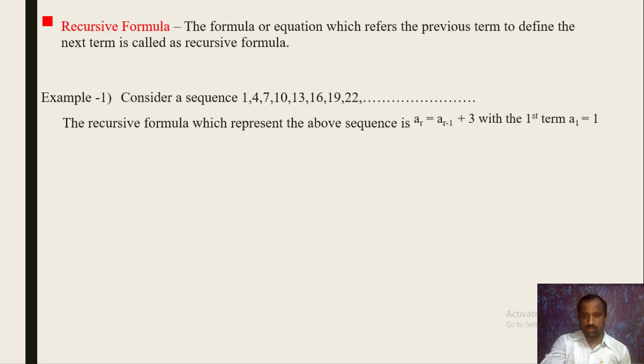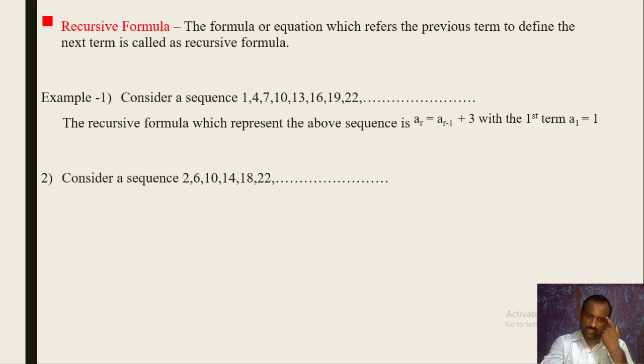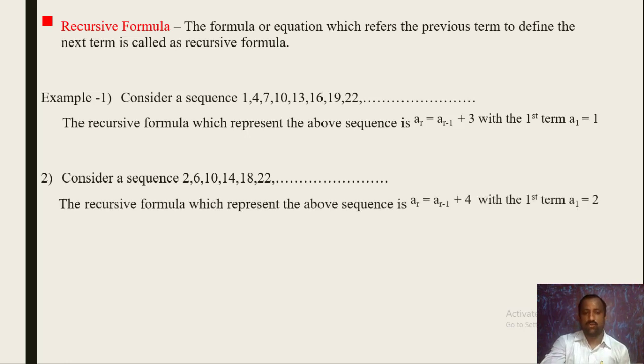That is, to find the nth term or rth term of this sequence, we must know the previous term, that is a_(r minus 1). In this formula, the rth term depends upon the previous (r minus 1)th term. Therefore, this formula in which the previous term is used to define the next term is called a recursive formula. If we consider another example, 2, 6, 10, 14, 18, 22, and so on.